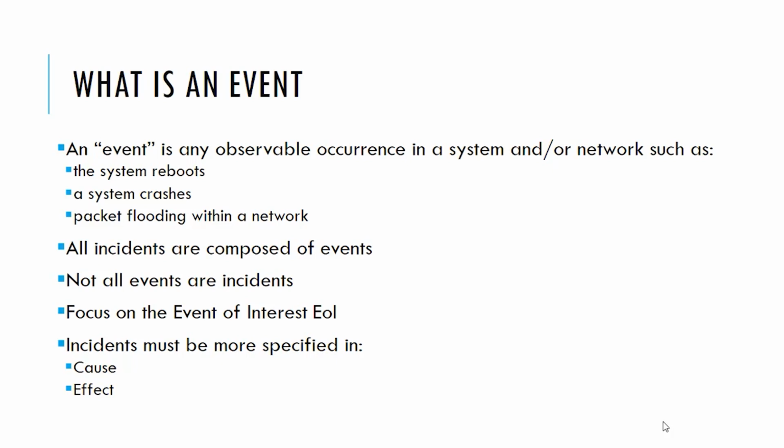What is an event? An event is any observable occurrence in a system or a network. For example, rebooting of a system is an event if it is repeated. Crashing of the system is an event if it is repeated or if it has no observable reasons. Packet flooding within a network, generating unwanted packets, is an event. It may be due to normal reasons for increased traffic, and it may be due to an attack of a virus or a worm over your network.